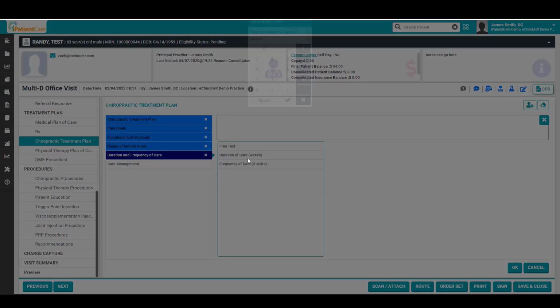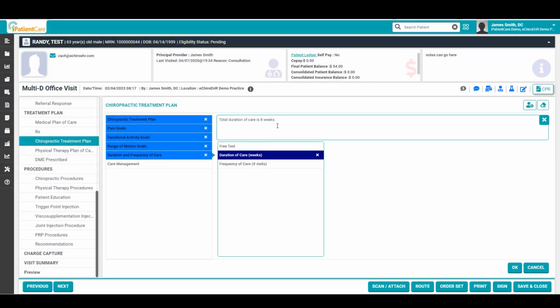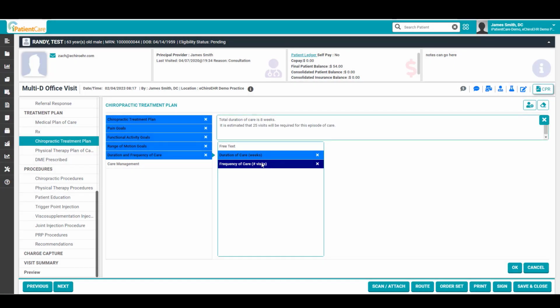Next, the duration of care, and that can be the total number of weeks that it will take to resolve the problem, and the frequency of care would be the total number of predicted office visits, treatment visits that would be required for the patient to recover through that duration of care. So we have our treatment plan set, we have our goals, our pain goal, functional activity goal, range of motion goal, as we gave examples on those, and then of course frequency and duration of care.